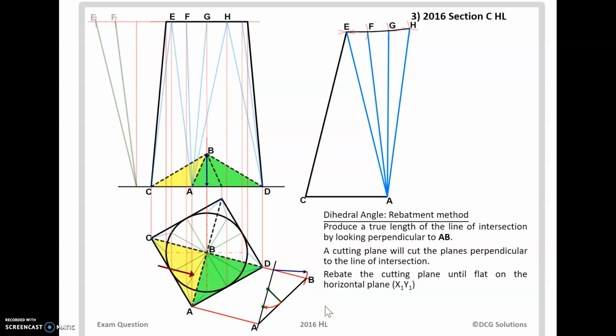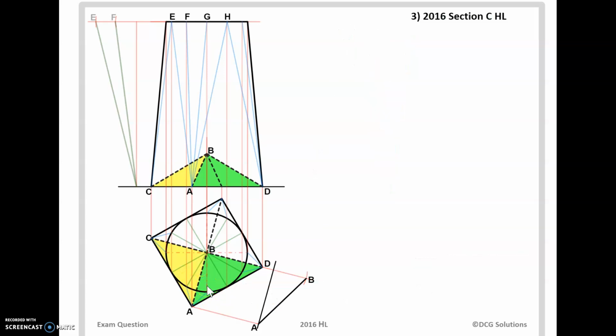Okay. So draw the rebatted cutting plane in plan to determine the dihedral angle. So what we're literally doing is, imagine this is on a hinge here and we've rotated it down. So what we've done is we've rotated it down, we've located the base of it here and the top of it here where it hits it. And that's going to be our dihedral angle in there, okay? Don't worry too much about that.